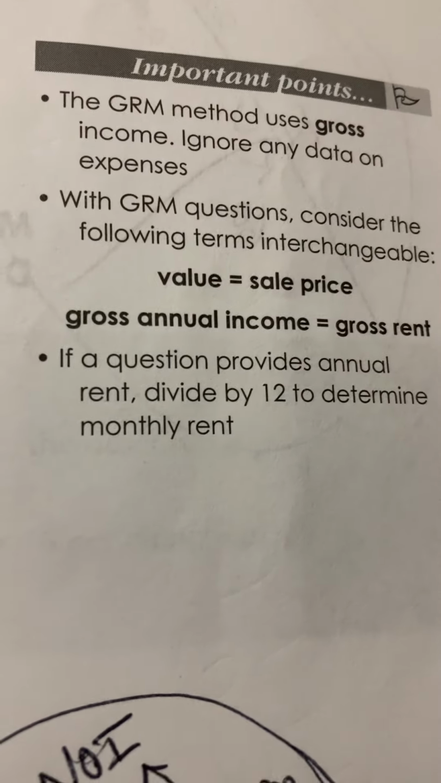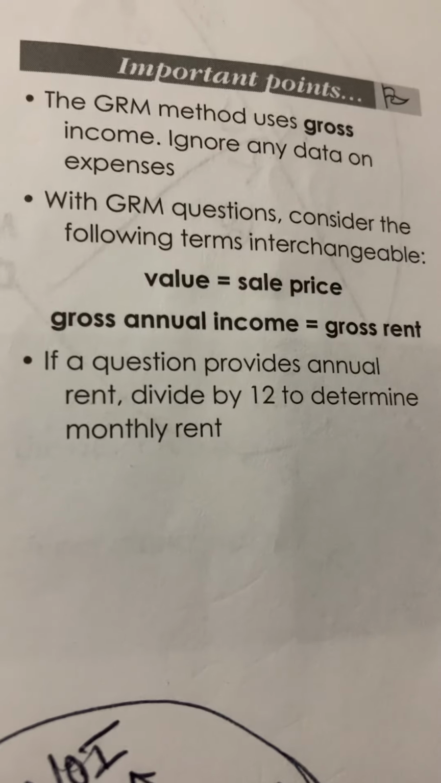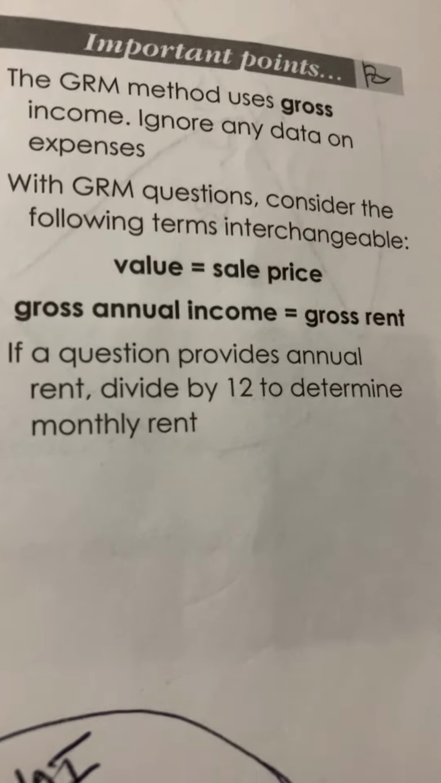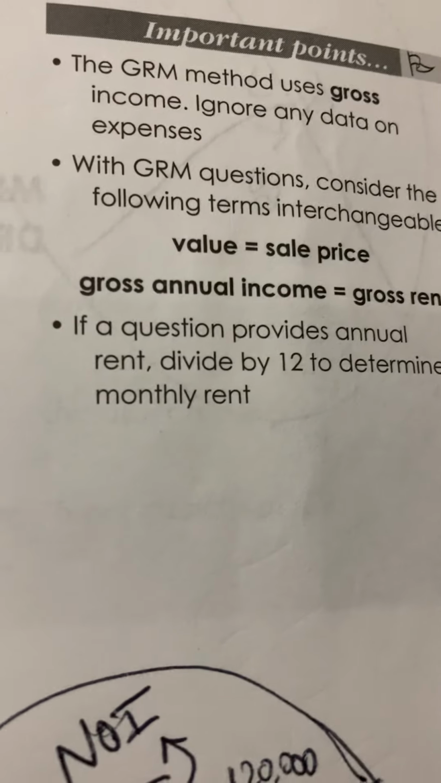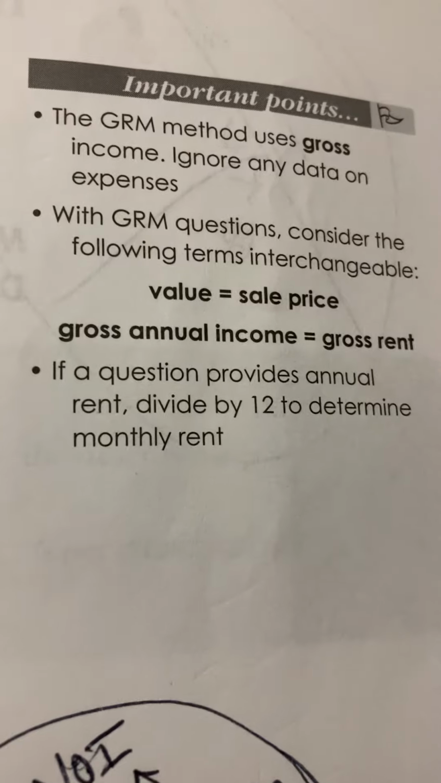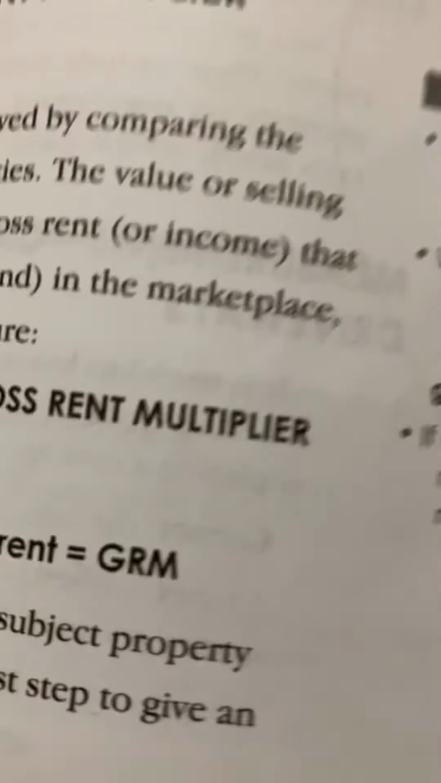That's a big one, especially value and sale price. It's the same thing when they're talking about it. Gross annual income, gross rent. They go back and forth. It's like the same word. If a question provides annual rent, divide by 12 to determine monthly rent.